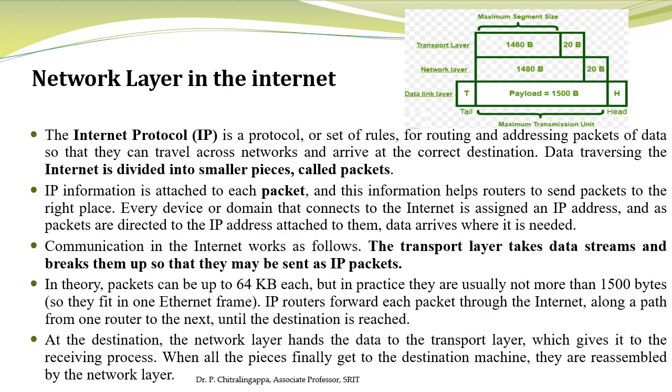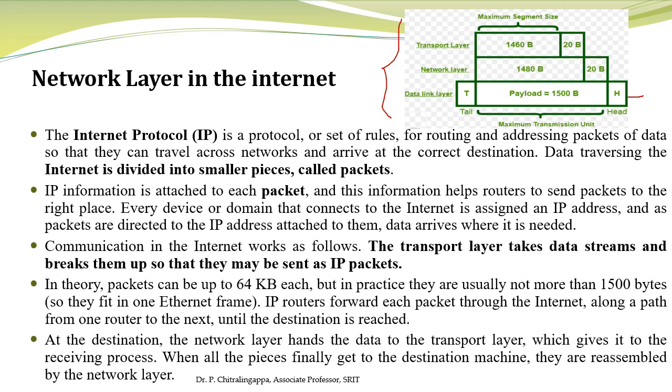Coming to the network layer, it mainly deals with the IP address. This is one small diagram showing how your data changes at each and every layer. At the data link layer, data is in the form of frames. This is the frame. A frame is the collection of header, payload, and trailer.